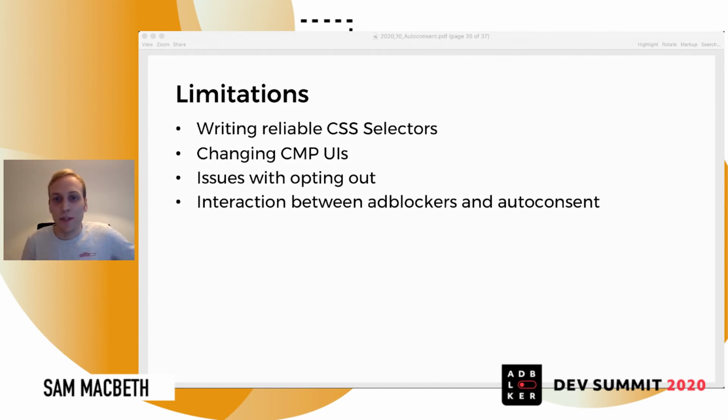Secondly, changes to CMP UIs can break the autoconsent rules, so it requires regular maintenance to keep them working correctly. And particularly with the current increased attention on how GDPR compliant these pop-ups are, changes are likely when new guidance is issued or fines are issued. Luckily, we have this self-test mechanism, which should give feedback when regressions happen, so rules can be updated.